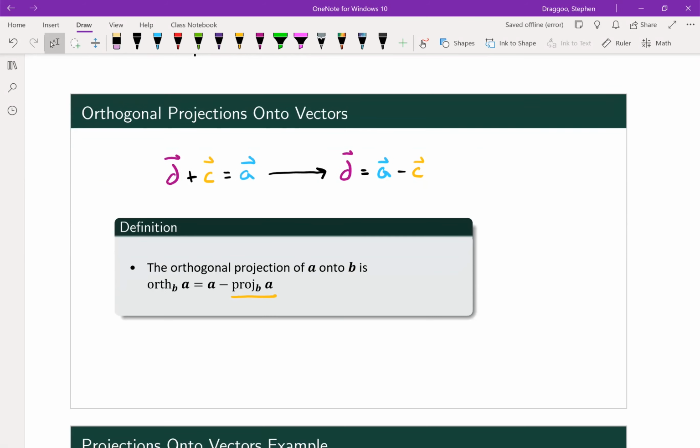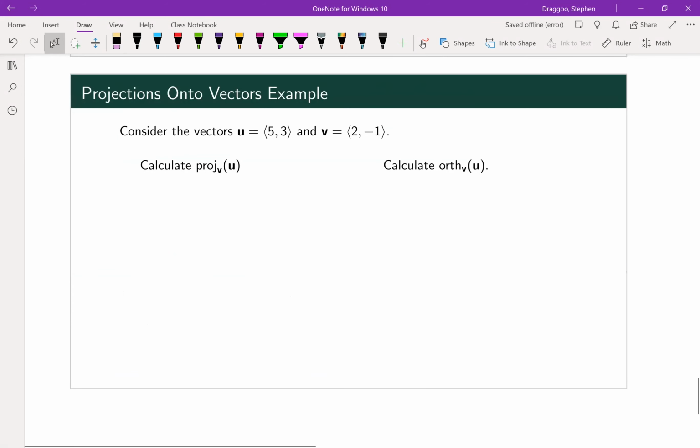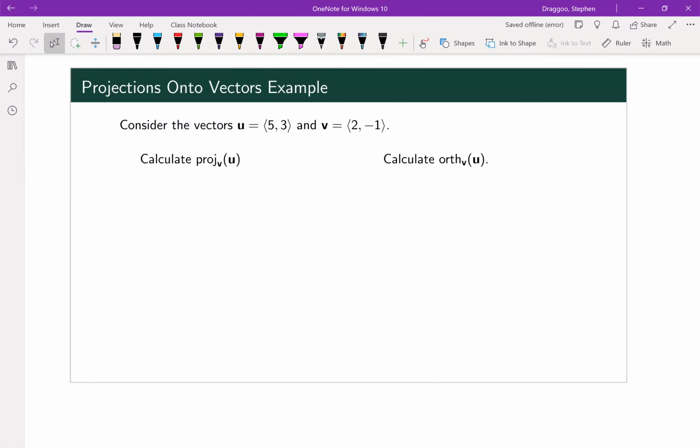Which that'll probably make more sense if we put it into practice. So let's do that. We'll take the vectors u and v as provided above, and we'll calculate both the projection of u onto v and the orthogonal projection of u onto v. So if we break these pieces down, u would be the same as vector A in the previous examples. V is going to be that vector B, since that's the one I want to project onto.